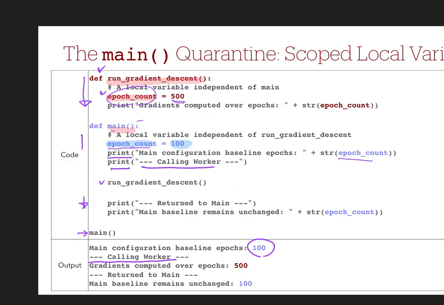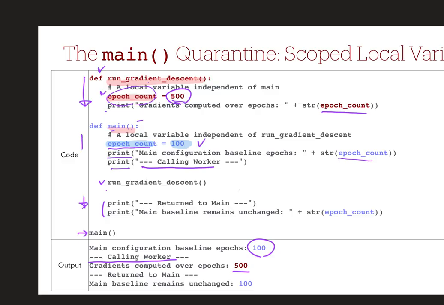Okay, and then that value is printed. So 500 is printed. When that is done, you go out of the function and execute these two remaining statements of the main function. When you go out of the run gradient descent function, at that point, this epoch count with value 500 will be erased. Anyway, when the epoch count of the run gradient descent function is created or destroyed, that is not related to the variable epoch count of the main function.